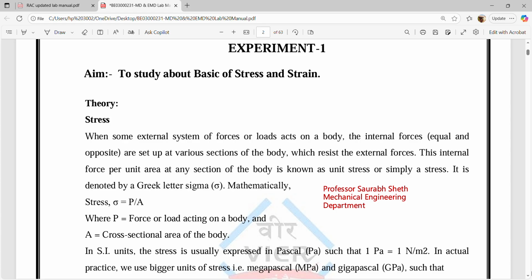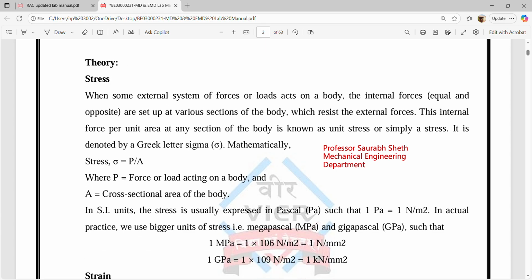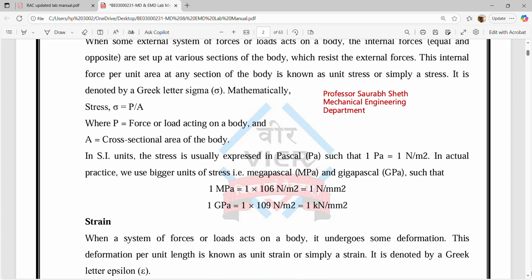In SI units, the stress is usually expressed in pascals, such that 1 pascal is equal to 1 Newton per meter square. In actual practice, we use bigger units of stress, that is megapascal or gigapascal. Here we can see their conversion.